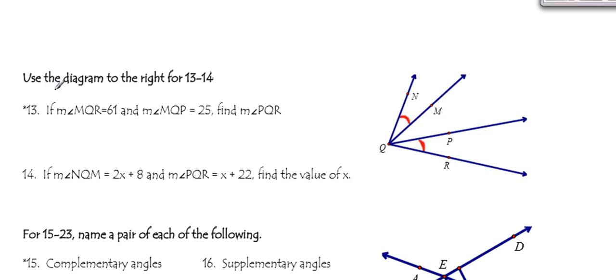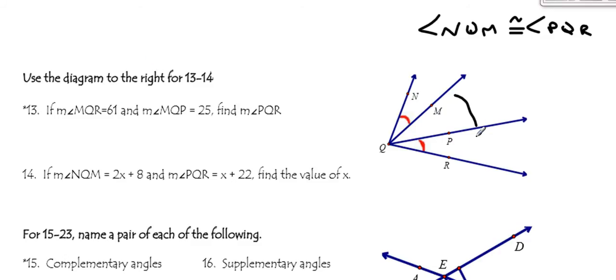Okay. Number 13 says use the diagram to the right, so we're using this picture right here. First, we need to notice that angle NQM is congruent to, or equal to, angle PQR. And that's notated by this arc on each of those angles. So we're told that MQR, M to Q to R, this whole thing here, is equal to 61. MQP, M to Q to P, is 25. And PQR is what we're looking for.